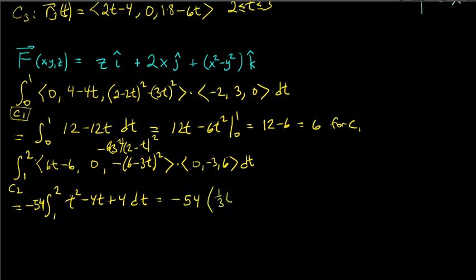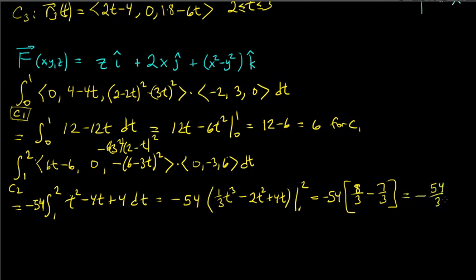So the integral of that is 1/3 t cubed minus 2t squared plus 4 times t. And then we've got to plug in the 1 and the 2, and then still multiply by negative 54. Right. So when we plug in 2, we get 8 over 3 minus 8 plus 8. So that's just 8 over 3. And when you plug in 1, you get 1/3 minus 2 plus 4. So 2 and 1/3, I'm sorry, 7 over 3. Right? Yes. Okay, so that's just 1/3. So this is going to be negative 54 over 3, which is negative 18.